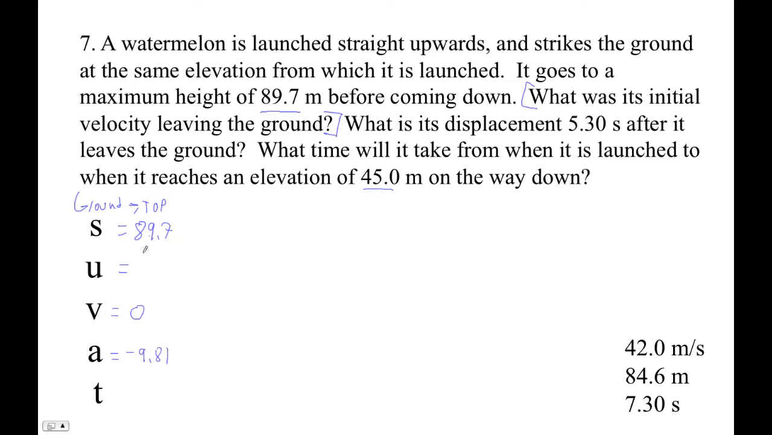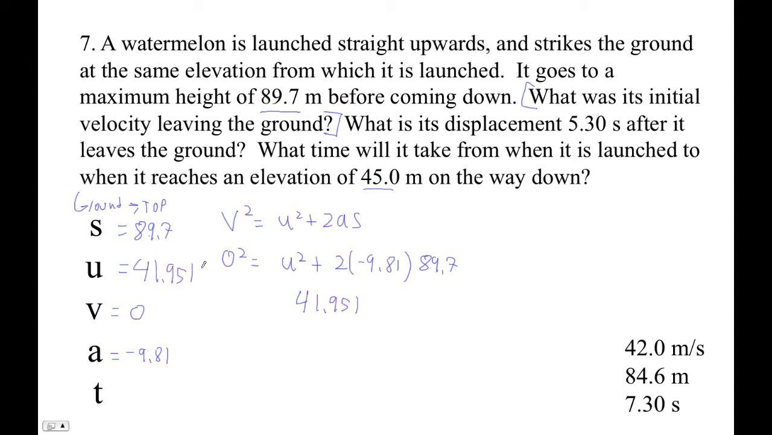Now we can figure this out with v squared equals u squared plus 2as. So 0 squared is u squared plus 2 times negative 9.81 times 89.7. The square root of 2 times 9.81 times 89.7, I get 41.951.